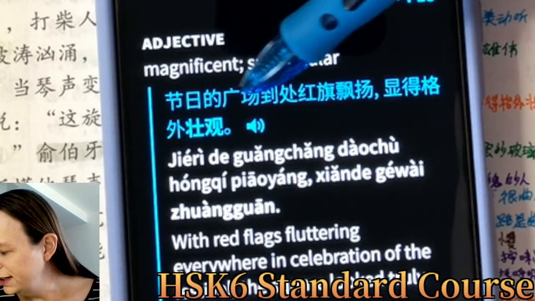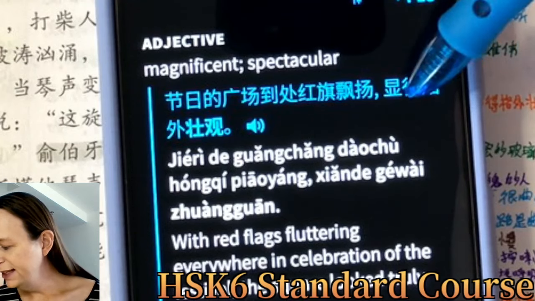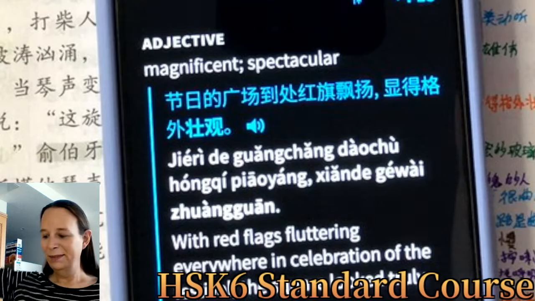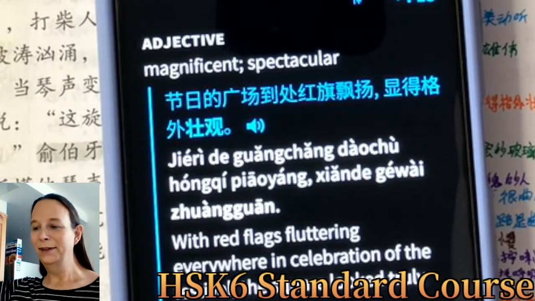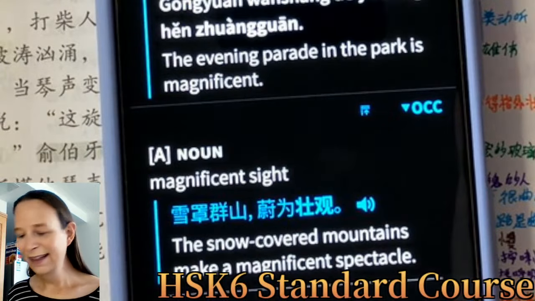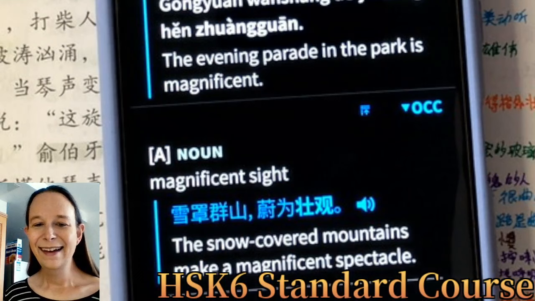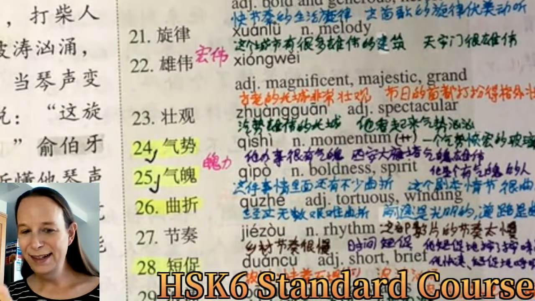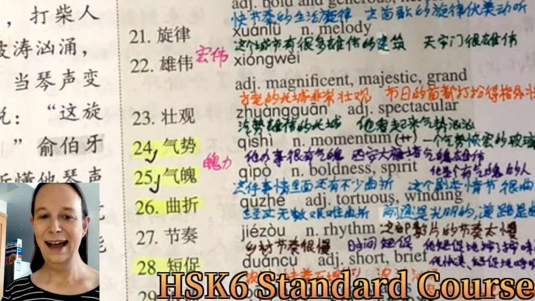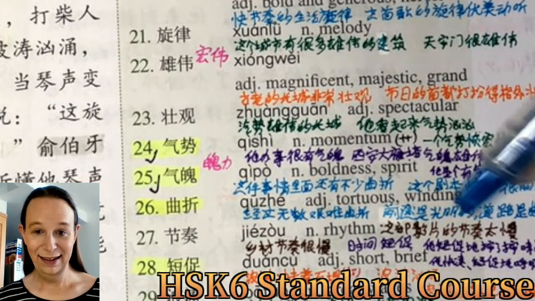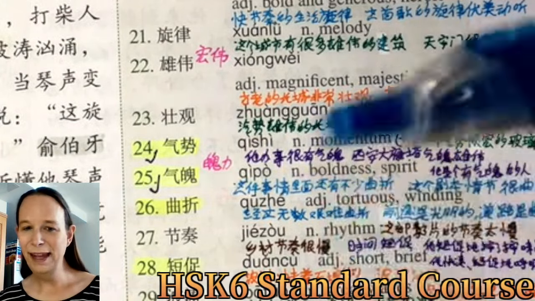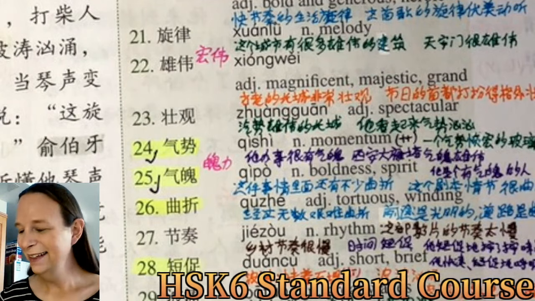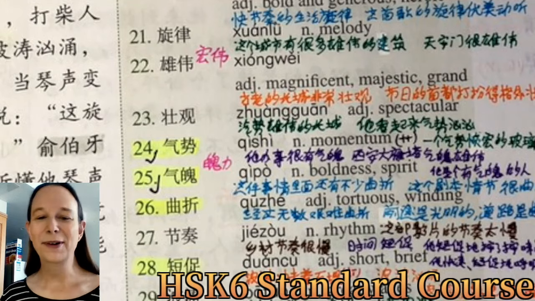节日的广场, 到处红旗飘扬, 前的格外壮观. So it's very spectacular. You're taking in some sort of sight, maybe a building or scenery. Again, this is why I just treat these words as if they just mean good, because that's essentially all they mean. Just yet another word that means good, describing different things and emphasizing different properties, and to a different degree. But they all essentially just mean good in some way. It's like, this scenery is good. But it sounds boring if you say everything is good.